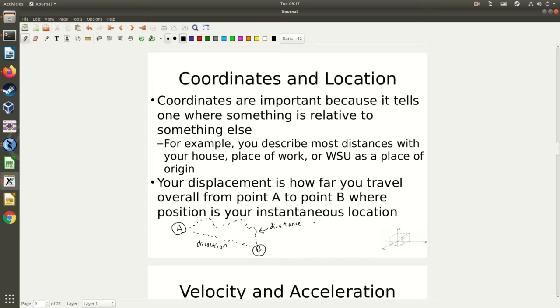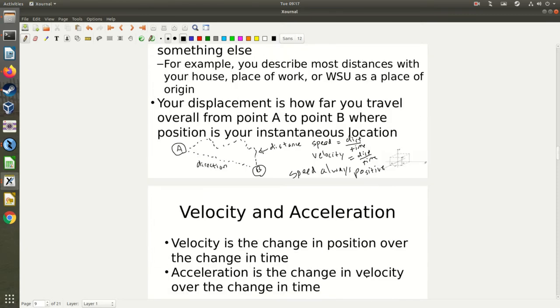Relatedly, you have speed, and then you have velocity. Speed is distance over time, whereas velocity is displacement over time. And remember, your speed is always a positive quantity, whereas your velocity can be positive or negative. So, know those things. You may have at least one of those things pop up in your test, or final in that case.